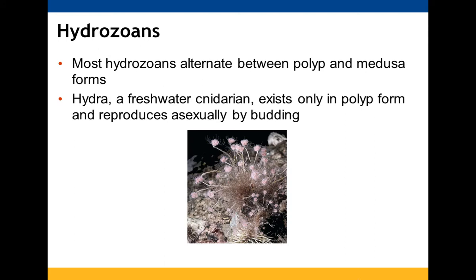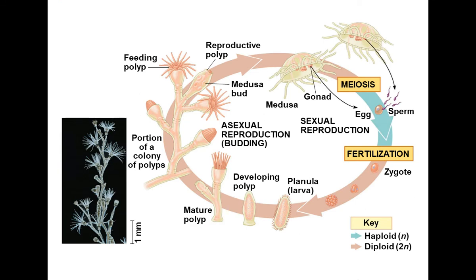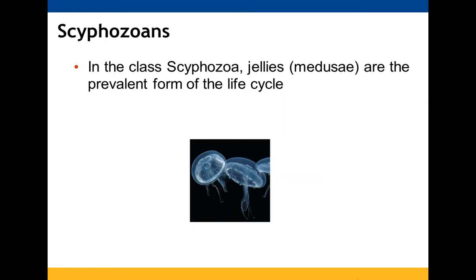Hydrozoans can vary between the two forms. Hydras, which are found in freshwater, exist only in the polyp form, and they reproduce by budding asexually. And there's their life cycle. The Scyphozoans, the jellies, the medusa form, are the more prevalent form that we see of those. If you've ever been to the ocean, you know sometimes there'll be a jelly outbreak, and you'll see a whole bunch of them on the sand.